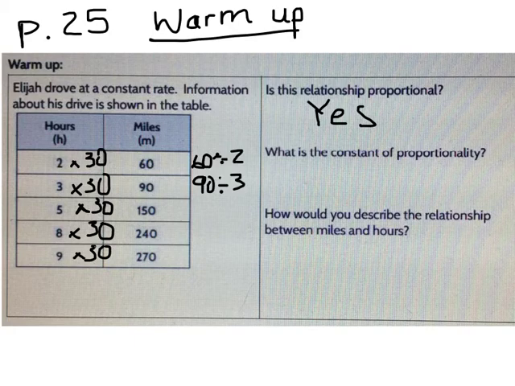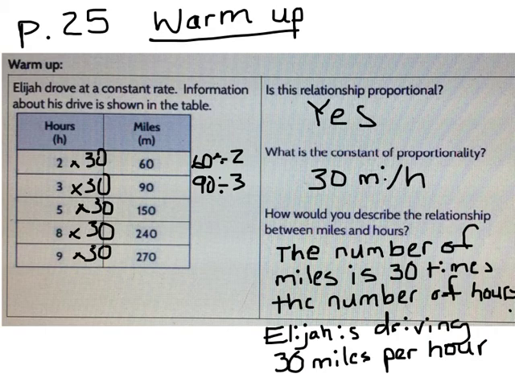What's the constant of proportionality? The constant of proportionality is 30 miles per hour, because I can multiply the number of hours by 30 to find the number of miles traveled. Now, how would you describe the relationship between miles and hours in this table? You should have written something like this. The number of miles is 30 times the number of hours, or Elijah is driving 30 miles per hour. No matter how many hours, the number of miles will always be 30 times as much.